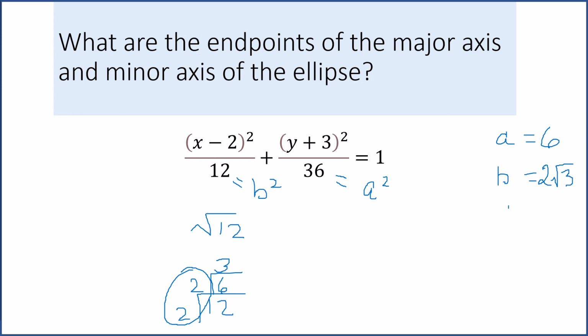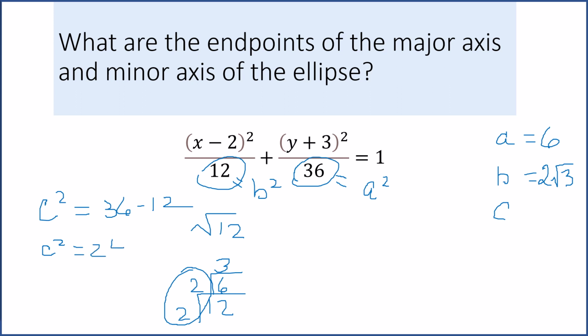Now let's use our equation to find c. Remember, c squared is going to equal whatever that larger denominator is, a squared, minus the smaller denominator, b squared. So 36 minus 12. 36 minus 12 is equal to 24. So c squared is equal to 24.